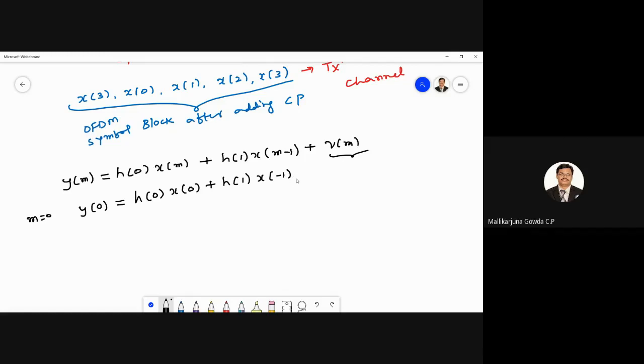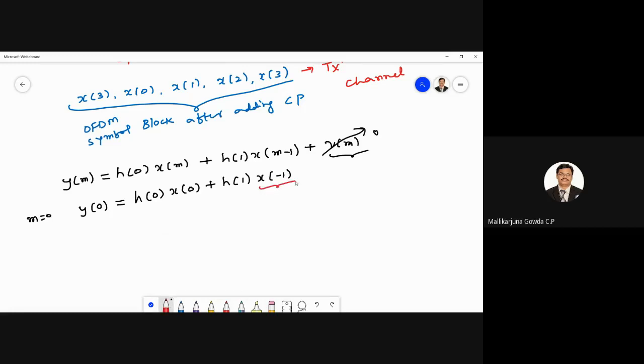Similarly, I will stop with this. I said I will not consider the noise term, I will assume it is 0. Similarly, I can write, so here the value of m is 4, so I keep extending. So what value can I substitute for x of minus 1?